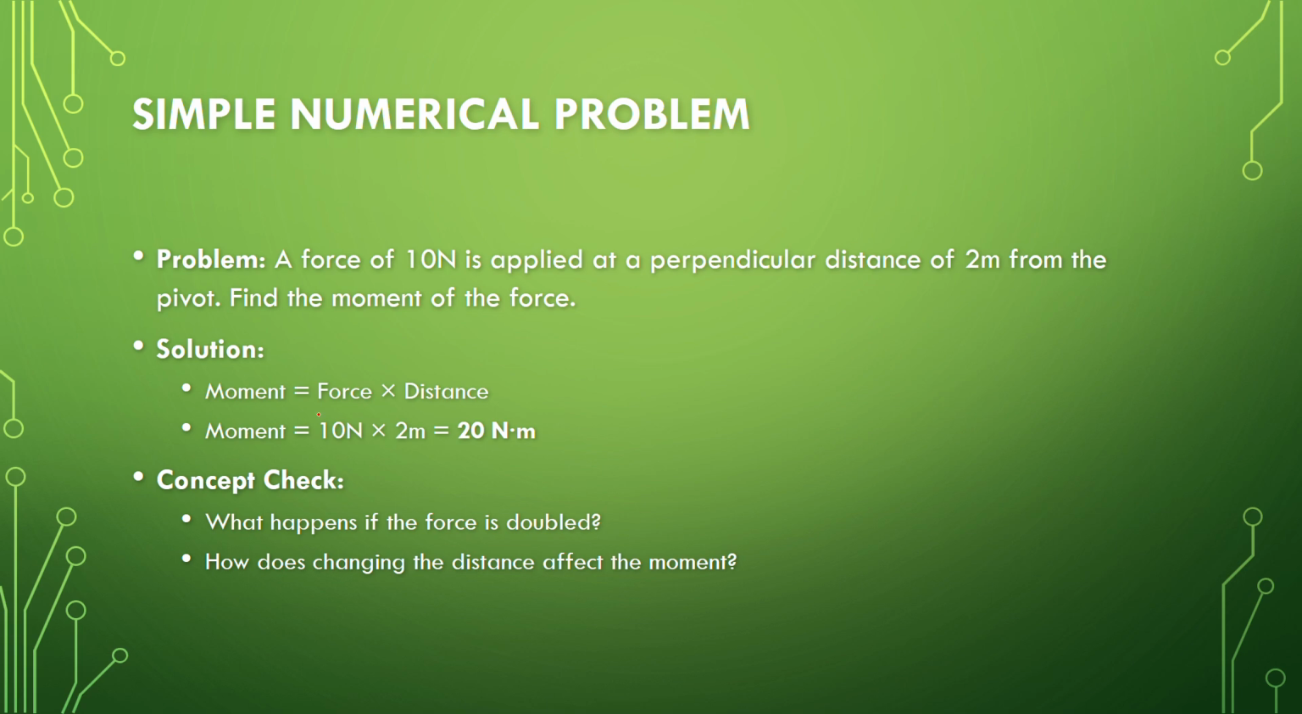Simple numerical problem. Moment problem. A force of 10 Newton is applied at a perpendicular distance of 2 meters from the pivot. Find the moment of force. See, moment of force, as I told you, force into perpendicular distance: 10 Newton into 2 meter gives us 20 Newton meter.